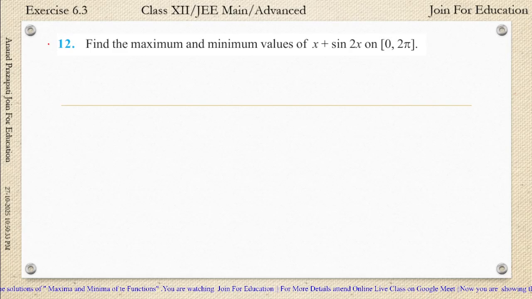This is question number 12. In question number 12, it asks us to find the maximum and minimum value of x plus sin 2x on the closed interval where x is greater than or equal to 0 but less than or equal to 2 pi. Let's see the solution.